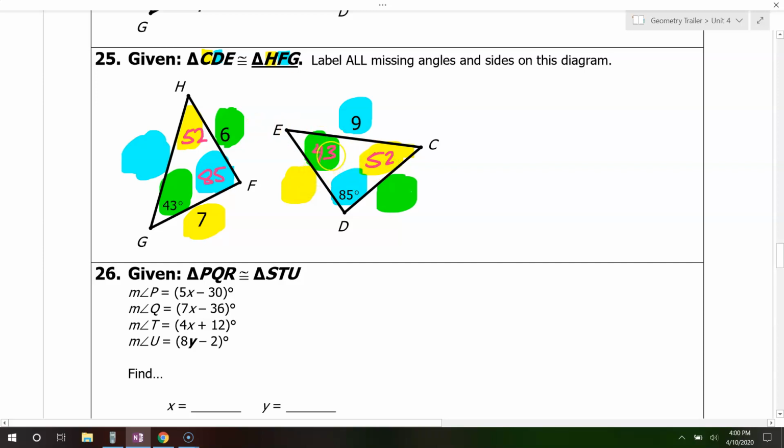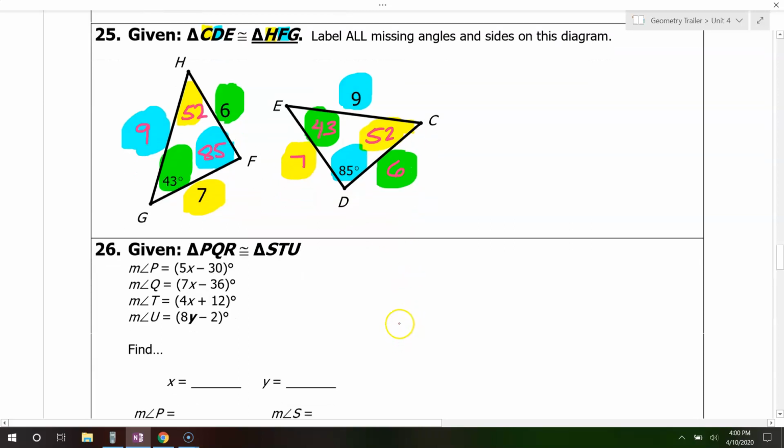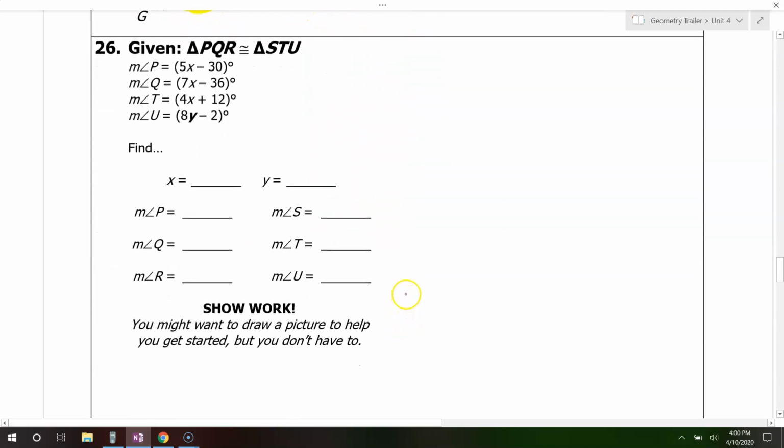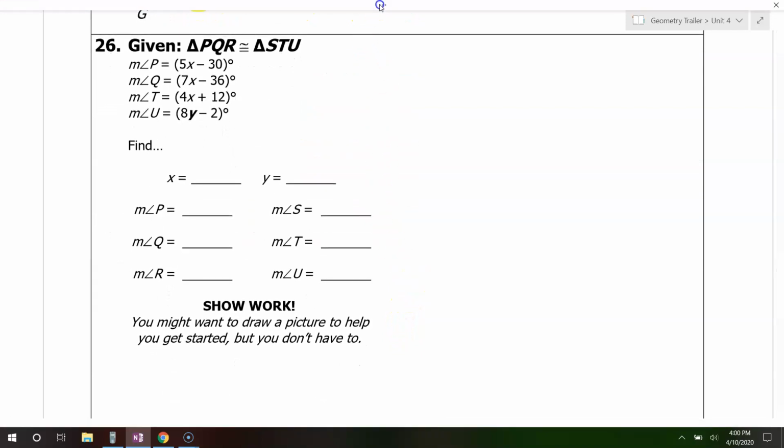And the sides. The blue side will match up with the blue side. The green side will match up with the green side. And the yellow side will match up with the yellow side. Boom! That's how it's done. Okay.